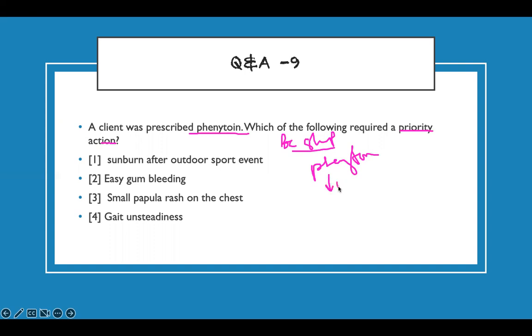Common side effects: it causes hypotension, ataxia, nystagmus, and gingival hyperplasia. But the most serious side effect is Stevens-Johnson syndrome. Sometimes they will give you all the signs and symptoms of the medication, but you should look for the one that will kill the patient. So for this particular question, that's what they're asking you.